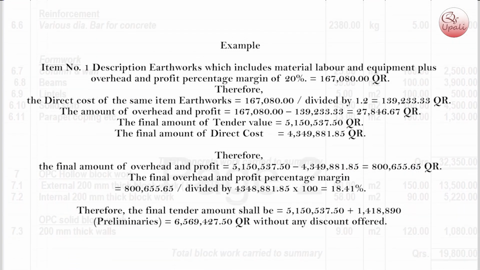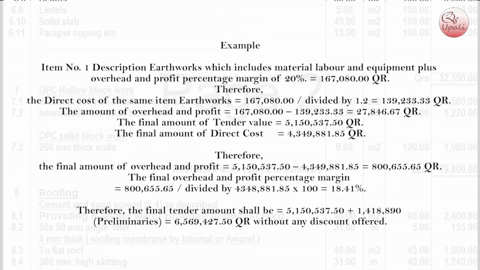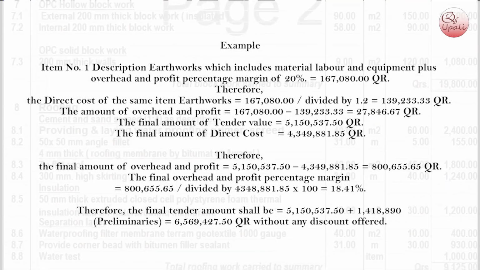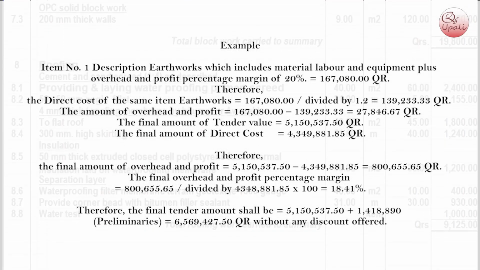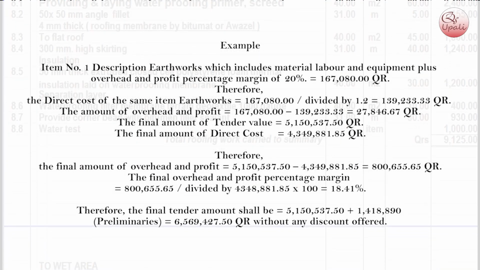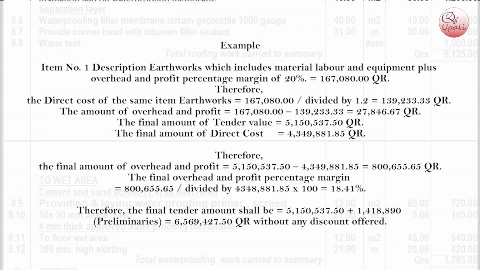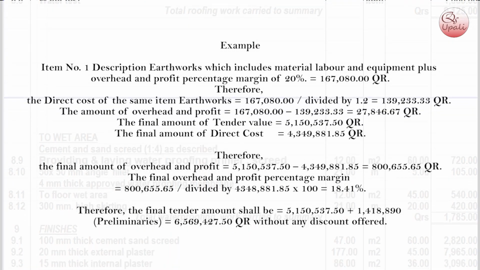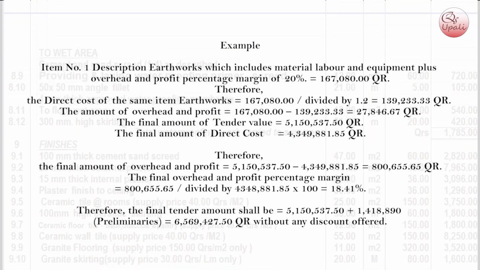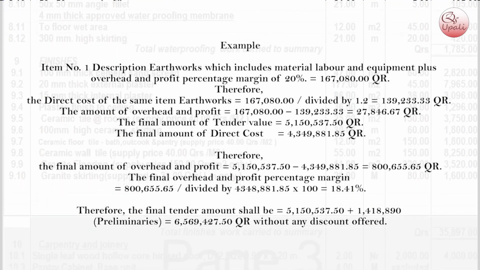The final overhead and profit percentage margin equals 800,655.65 divided by 4,349,881.85 multiplied by 100 equals 18.41%. Therefore, the final tender amount shall be 5,150,537.50 plus 1,418,890, that is preliminaries, equals 6,569,427.50 Qatar riyal without any discount offered.